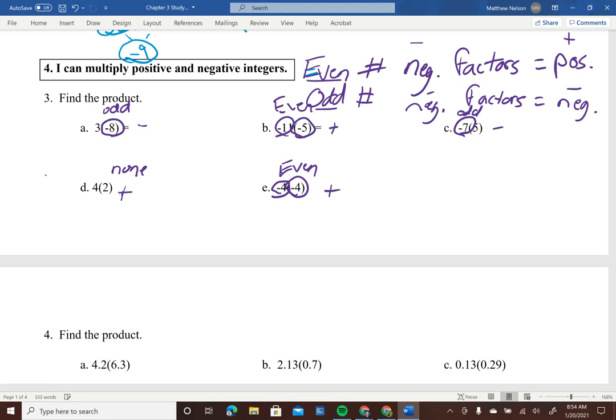Okay, so we have our sign completed for all these problems. And now we can just treat them like normal multiplication problems. So 3 times 8, 24. 11 times 5, 55. 7 times 5, 35. 4 times 2, 8. Negative 4 times negative 4, positive 16. Cool.